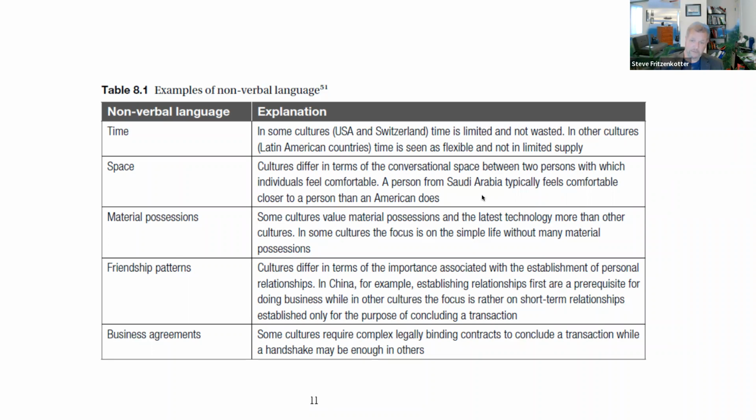Space, what about space between two people communicating? In this country, it's about a meter or 3 feet. We call it 3 feet. It's about a meter, an accepted space between two people communicating. When we go to Mexico, for example, or Saudi Arabia, the people get much closer together, and that can make people from the West, in particular, uncomfortable.